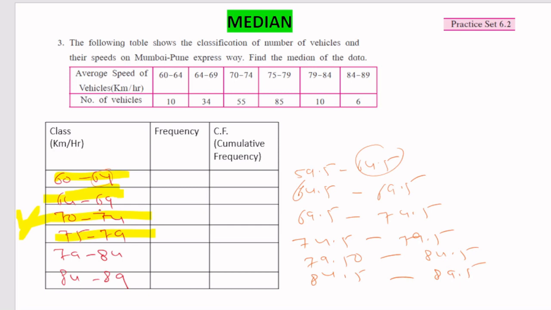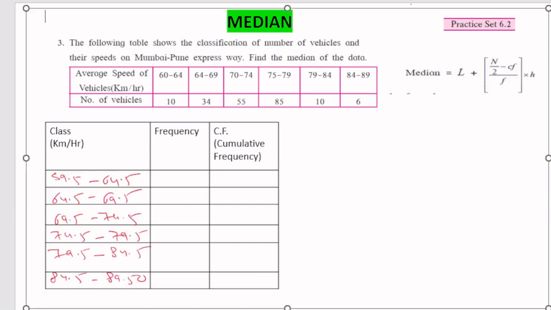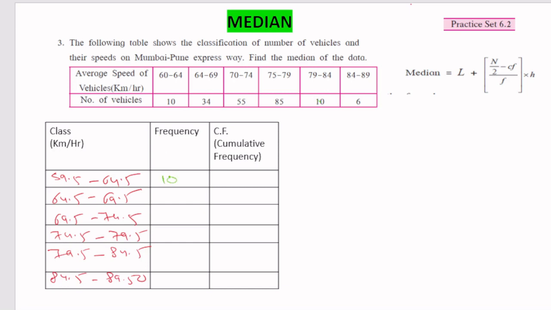The moment there is a break, there is no continuation, you have to do that. It's compulsory. Let me write this into a table. Now you have to proceed and write the frequency as per the table. Interesting, right? So here 10, 34, 55, 85, 10, and 6.